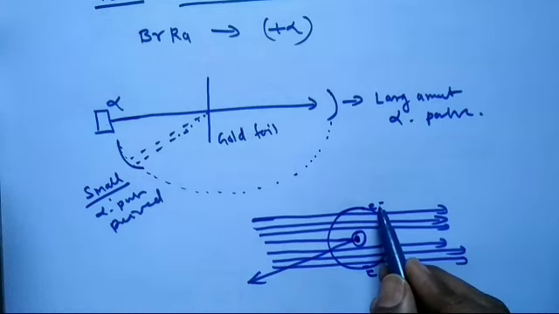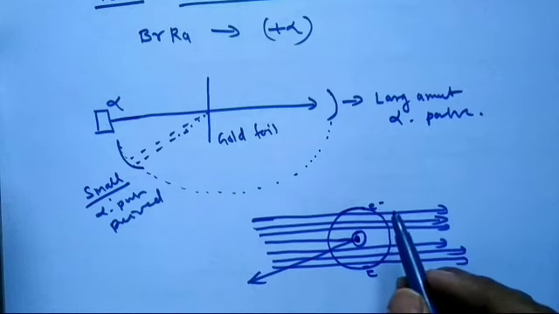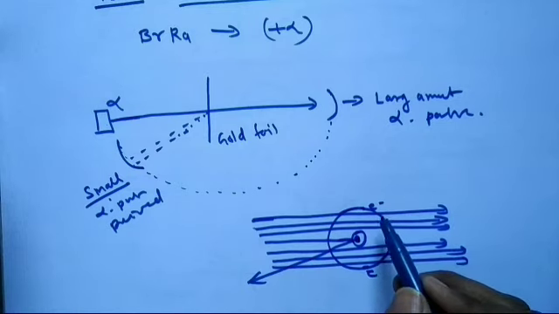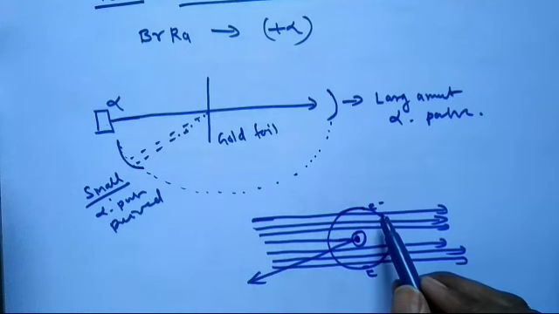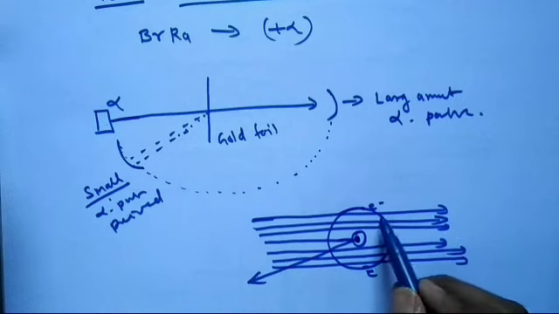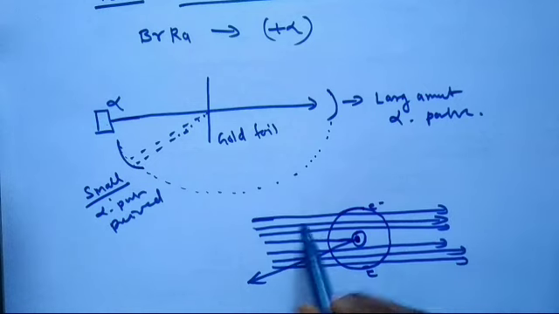Keep it in mind, the electron is very small to give any effect on the alpha particle, so that is why the electron is negligible to attract the alpha particle, because the alpha particle is highly positively charged.